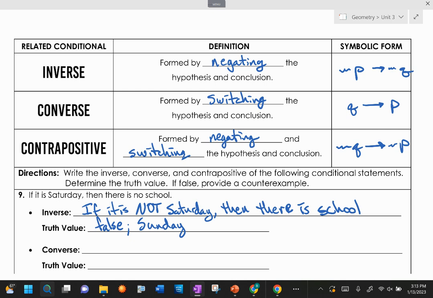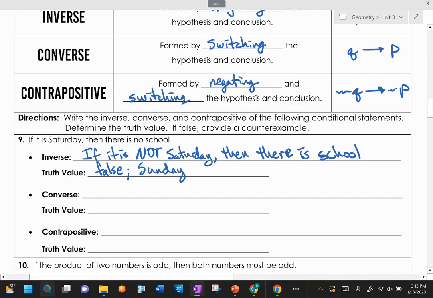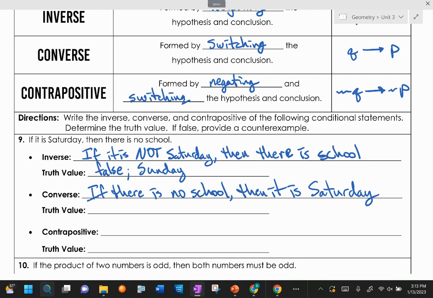So let's go to the converse of this. So the converse of this is switching it. So it would be: if there is no school, then it is Saturday. So all we did was flip our Q and our P. Now we see from the front page, we could flip our Q and our P and it was basically the same thing, right? But that won't always be the case. The more specific you get with your statements, the less likely you are going to be able to just switch them and the truth values stay the same.